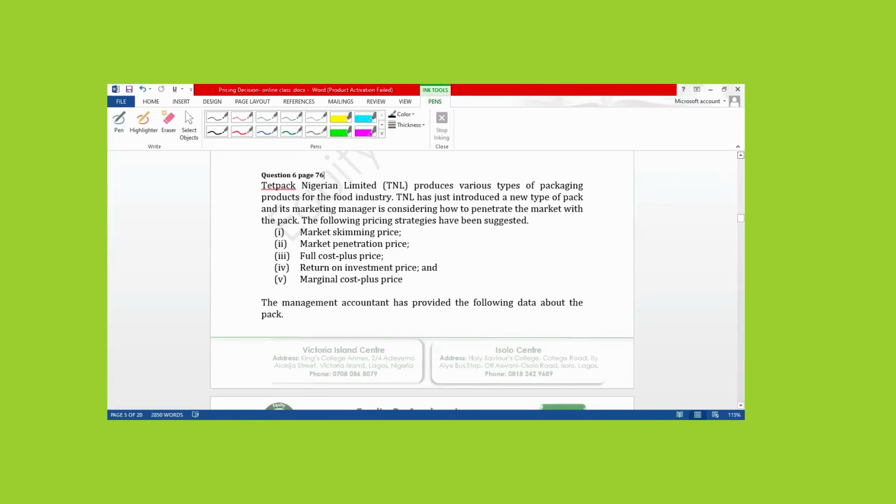Yes. Hello, sir. Market penetration is the opposite of market skimming, because it adopts charging lower prices when you introduce a new product into the market in order to increase your sales volume before a competitive product comes into play.